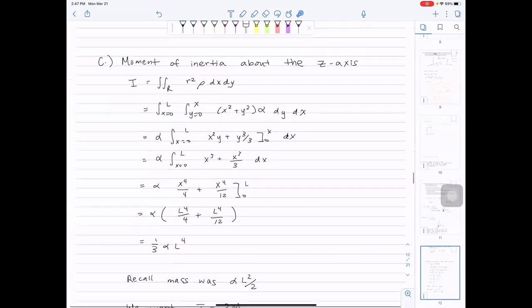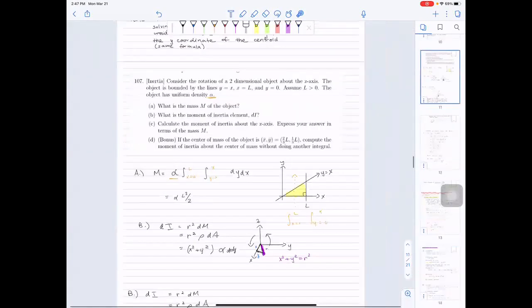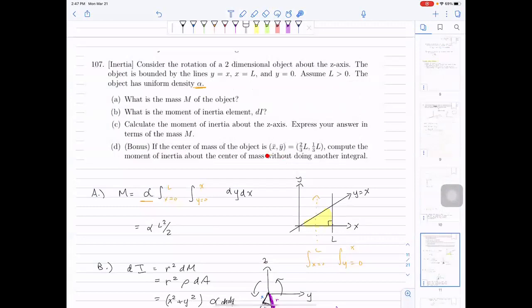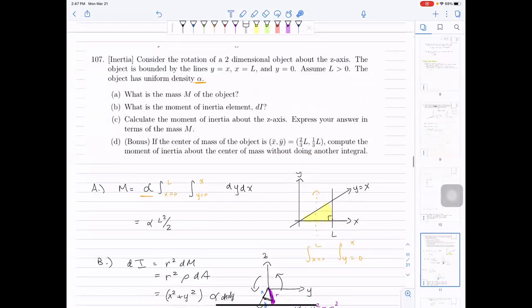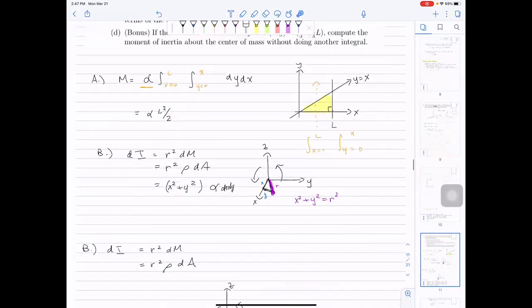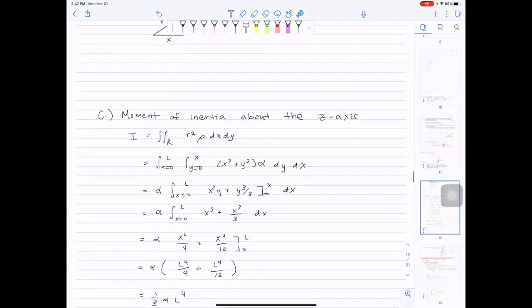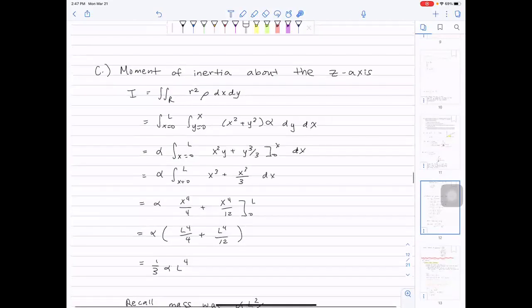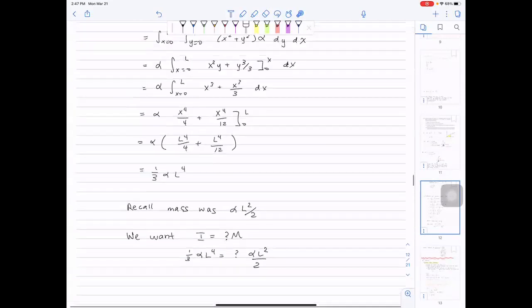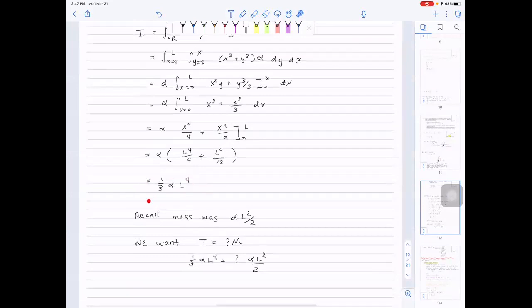Okay, then part D says, if the center of mass of the object is this thing, compute the, sorry, that's not the question I want to ask. The question I want to ask is, if we found that the moment of inertia is this, and we wanted to write the moment of inertia as some constant, question mark, times m, then how would you write it?